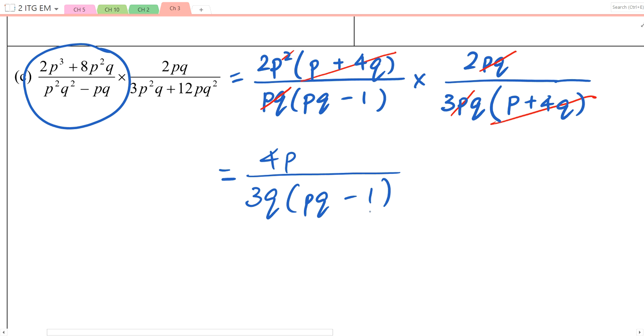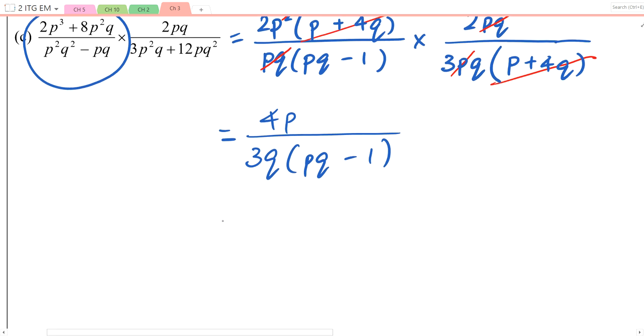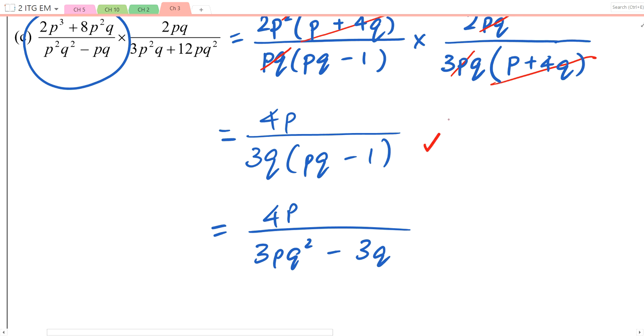Need explanation on any parts? What if you expand to become 4p over 3pq squared minus 3q? You will still get the full marks. This is correct, this is also correct. But don't waste time. And during the process of expanding, if you make a mistake, then you will be penalized. So just know that you can actually stop over here. That's good enough.